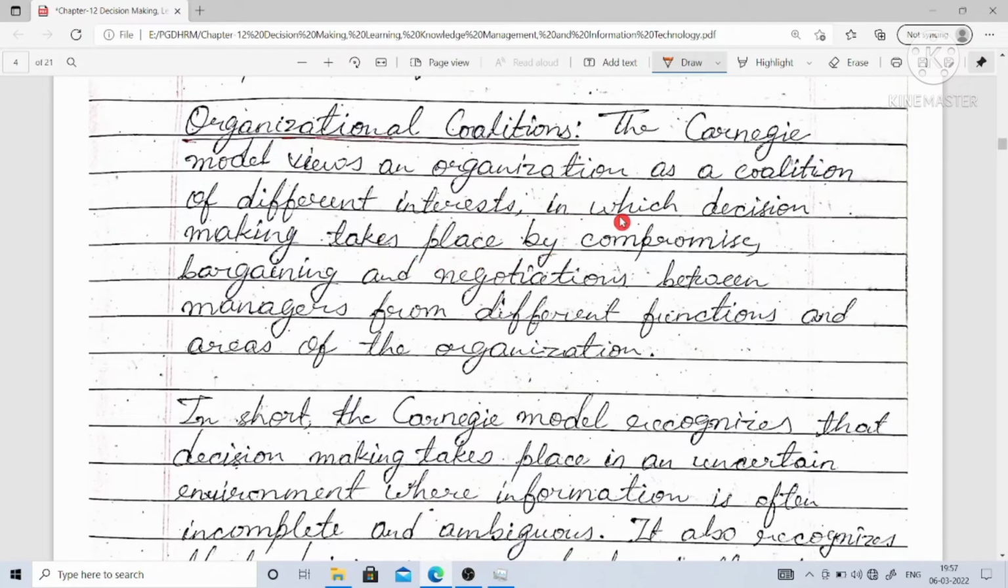Now you can see here in which decision making takes place by compromise, bargaining and negotiation between managers from different functions and areas of organization. It means whenever decision making happens, that decision making is influenced by managers from different functions, because different managers in different functions influence decision making. So that's why they affect how decisions are going to be made.